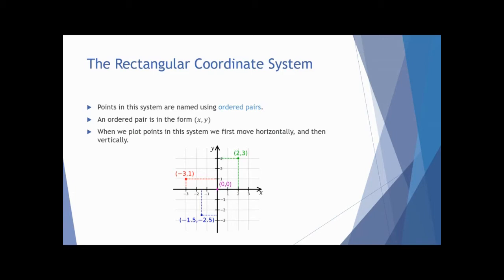So I have some examples here, and you can see how they form rectangles. The middle is 0, 0, and then for 2, 3, you move right 2 on the X, and then you go up 3 on the Y, and that's where you get your point. So you always read the X value first and then the Y value. Sometimes you have to estimate, like negative 1.5, negative 2.5.